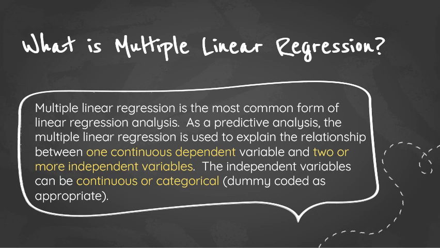Multiple linear regression is the most common form of linear regression analysis. As a predictive analysis, multiple linear regression is used to explain the relationship between one continuous dependent variable and two or more independent variables. The independent variables can be continuous or categorical, and dummy coding can be used to convert categorical variables into numerical variables.